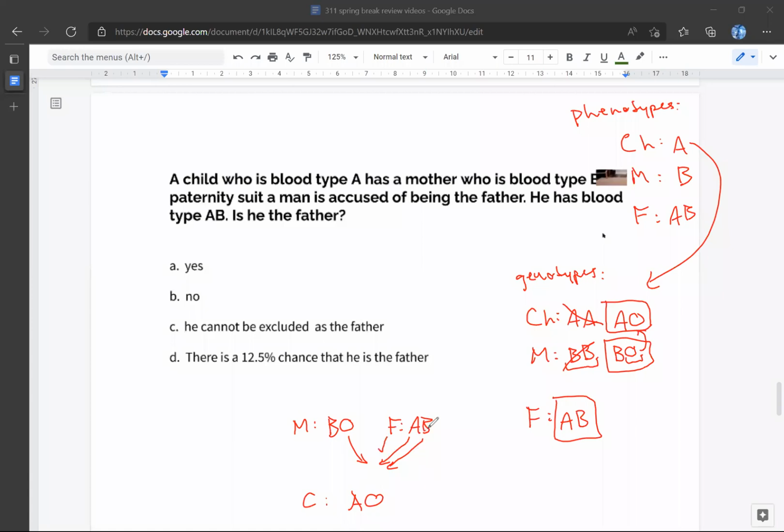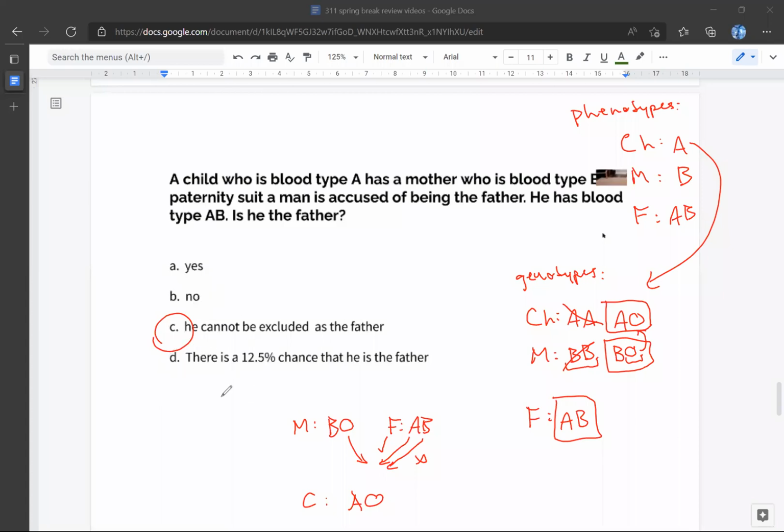or it could be that the father possibly gave a B allele in any of his offspring, and therefore he would not be the father because obviously a B allele can't make for an AO blood type. So it's possible that he is, possible that he isn't, and therefore we cannot rule him out. Like we said, it's possible, but then again, it's not possible.